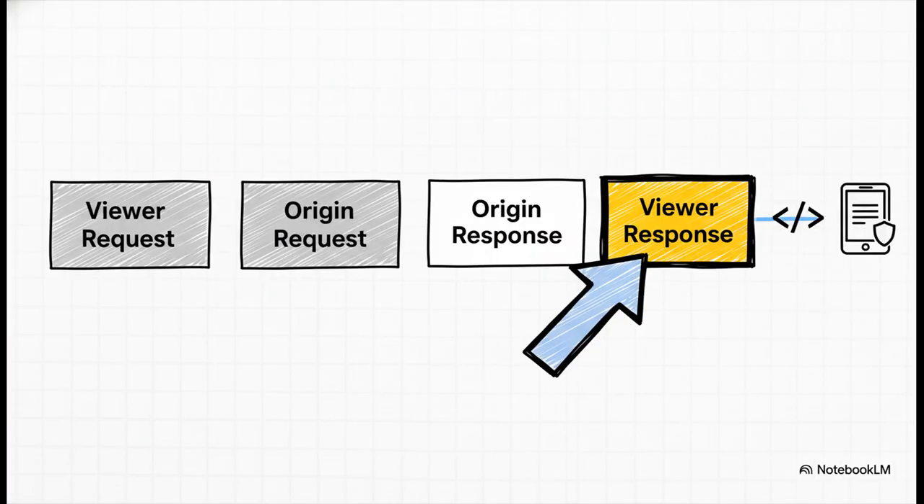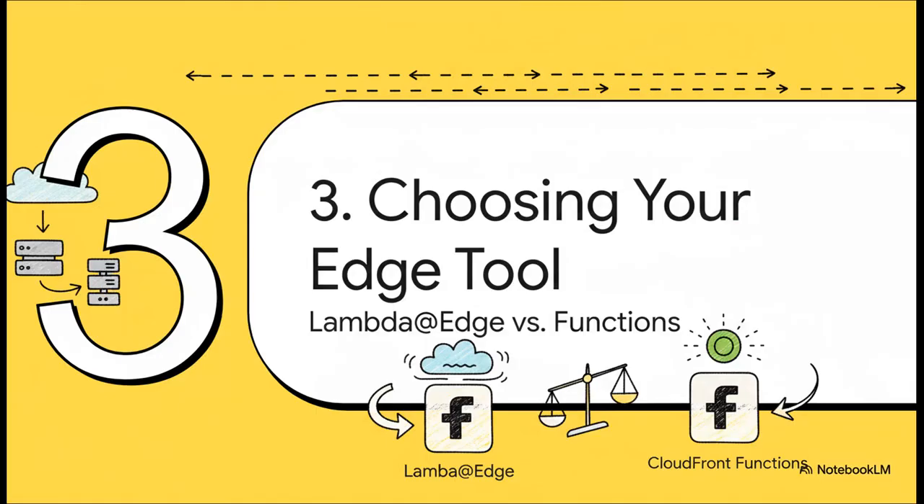Now here's the breakthrough. We can run our own code at any of those 4 points. For Timothy's problem, since we want to add headers to everything, including those cache hits, we need to run our code at the very last second, right on that viewer response trigger. This is after CloudFront has grabbed the file from its cache, but right before it sends it to the user. That's our moment. So to get this done, AWS gives us a couple of amazing tools.